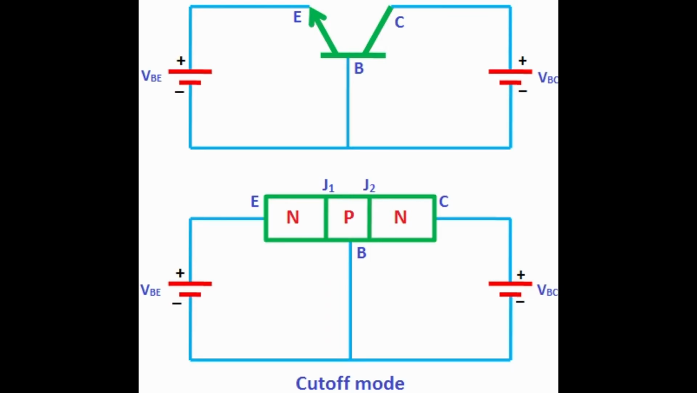In the cutoff mode, both junctions of the transistor, emitter to base and collector to base, are reverse biased. In other words, if we assume the two PN junctions as two PN junction diodes, both diodes are reverse biased in the cutoff mode. We know that in reverse bias condition, no current flows through the device, hence no current flows through the transistor. Therefore, the transistor is in off state and acts like an open switch. The cutoff mode of the transistor is used in switching operation for switching off application.